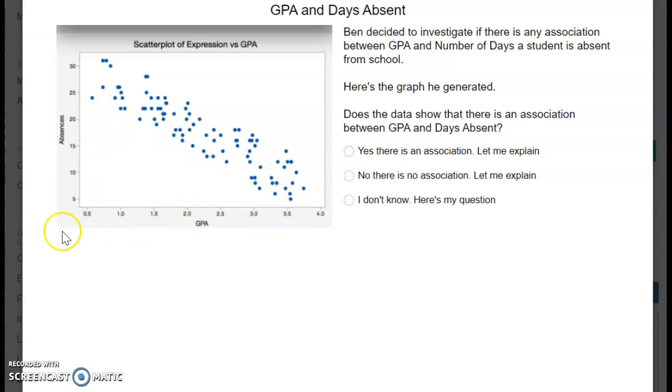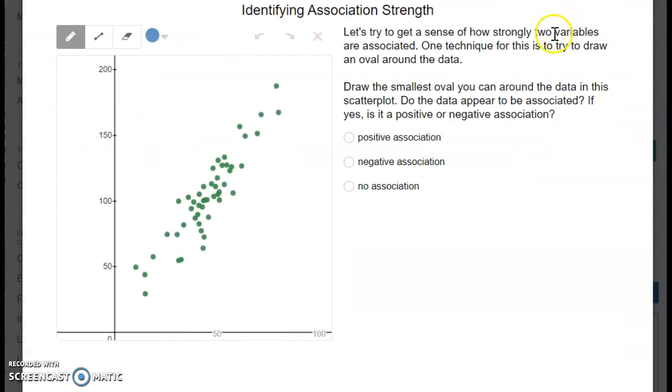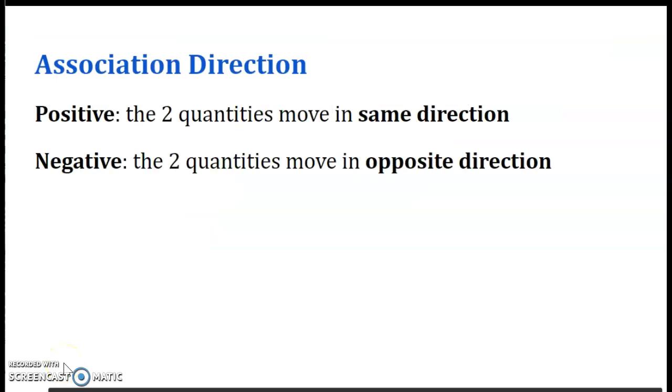Okay, so looking at this, you can kind of see the trend, can't you? The higher the GPA, the lower the absences. The lower the GPA, the higher the absences, right? So does the data show that there is an association between GPA and days absent? Yes, because the data shows that there is a trend. So I'm going to say yes, there is an association, and you can explain the thinking. All right, then let's try to get a sense of how strongly two variables are associated. Okay, so let's get back to the slides.